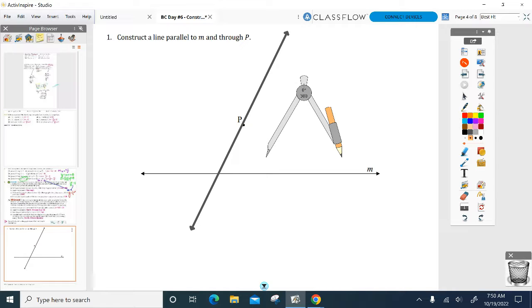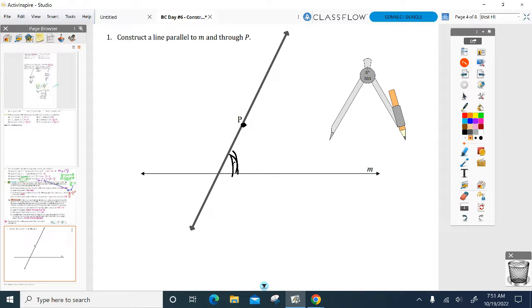All right, now what you've created down here is probably an angle, right? You've created an angle down here, and from here up, I've created a ray. What we're going to do is copy this angle right here onto this ray. That's our goal. All right, let's do it. Put your compass point on the vertex of the angle we're copying.